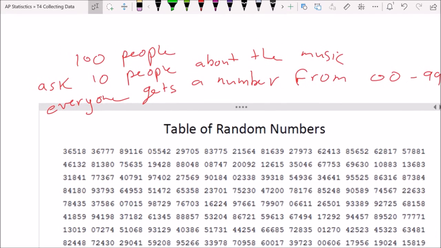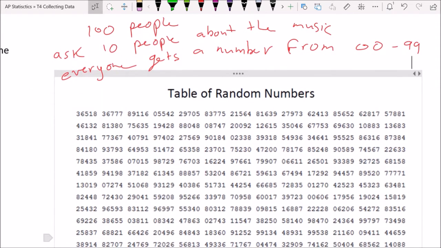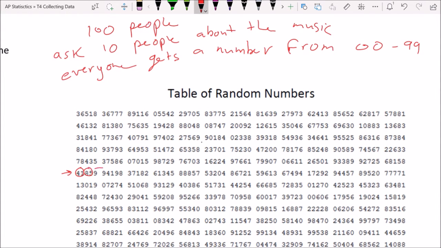So what we do on the random number table is we select a row, and I'm just going to pick one. This is my row. Now I need to pick 10 people from 0 to 99. So here's how I do it. I look at the first two digits, so 41. Then I would look at my list of people and we ask that person the question. 85 is the next person. 99 is the next person. And hey guys, look at this, 41, there's a repeat. Now it would make no sense to ask the same person again. So what we do is we just cross that one out. We're not going to ask the same person the question twice.